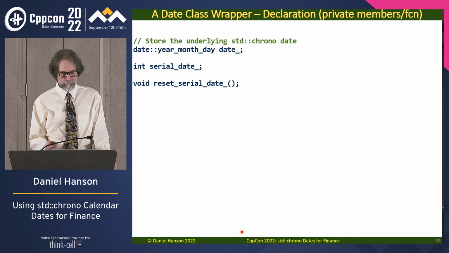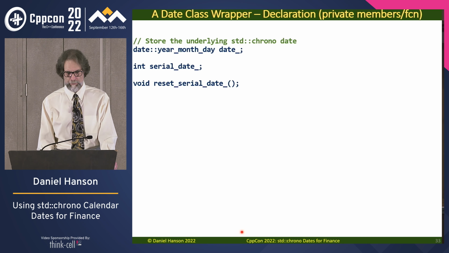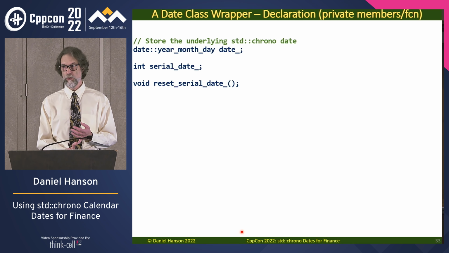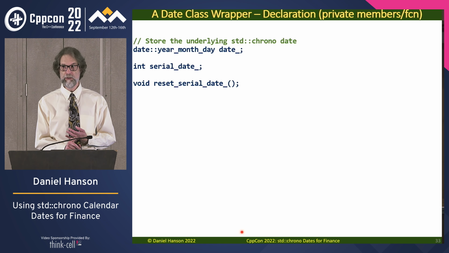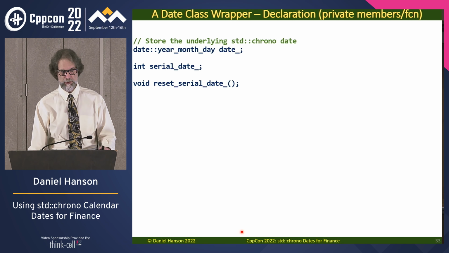As for private members and methods, we'll need to store the std chrono year, month, day object and the corresponding serial date. So the serial date will be set at construction, and then any time the date is modified, say we add months to the date, then we need to update the serial date. And we can do that by calling this helper function called reset serial date.